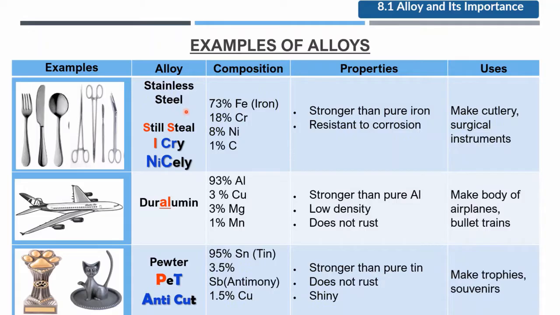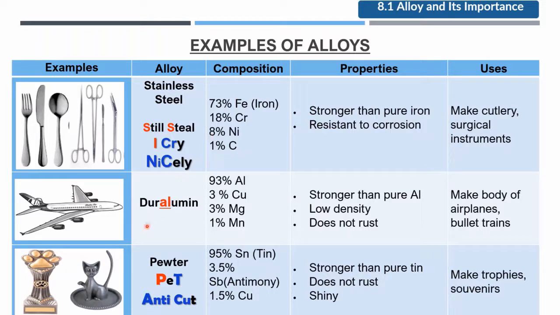Number 4, stainless steel. Okay, you remember just now it is "steel IC". Now it is "steel, I cry nicely". Steel stands for stainless steel. I stands for iron, the major composition. Cry stands for chromium. Nicely, Ni stands for nickel. C stands for carbon.